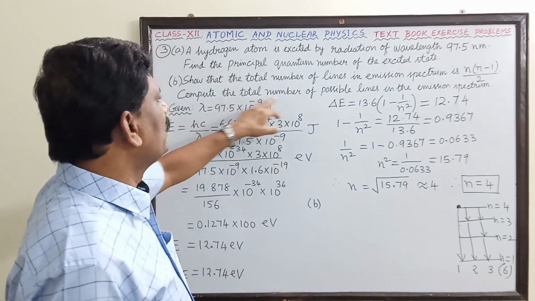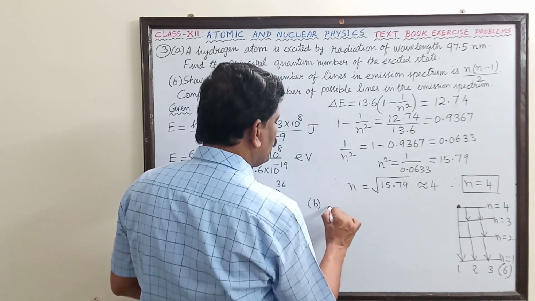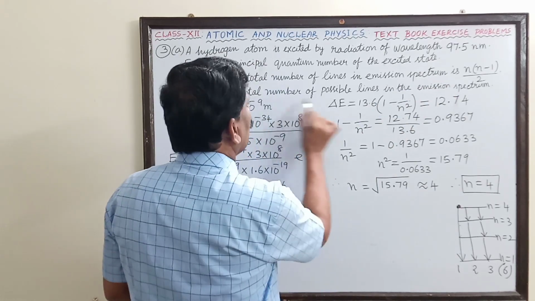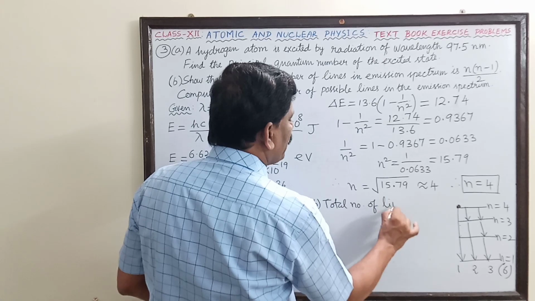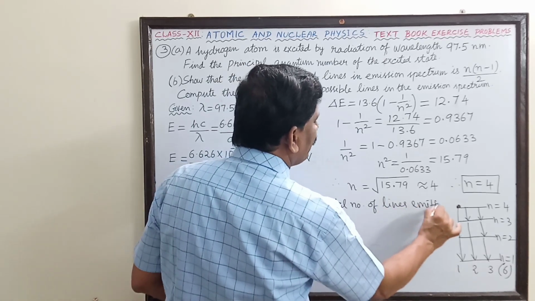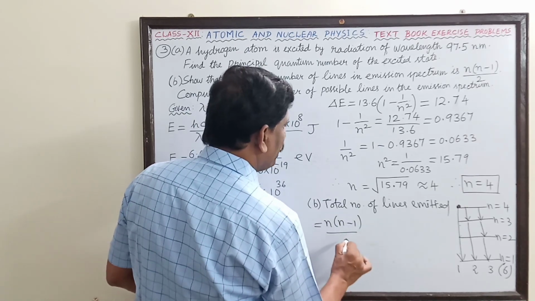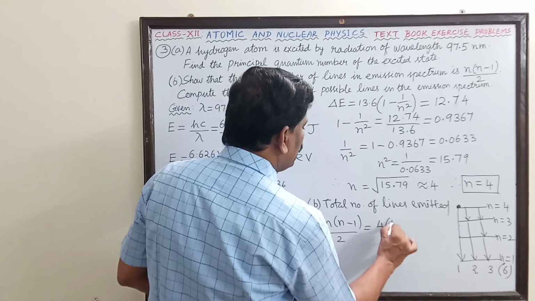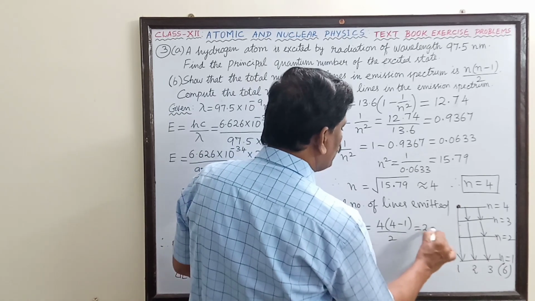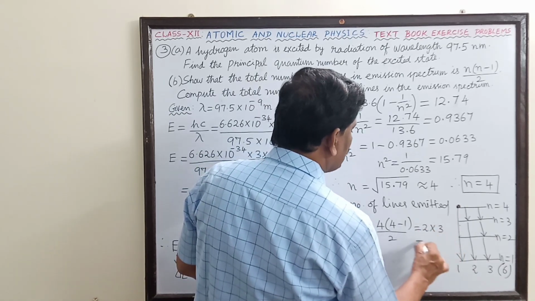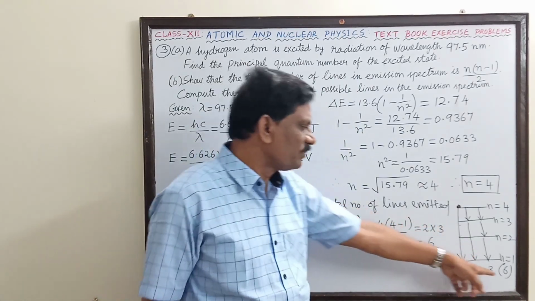So here compute the total number of possible lines using the above formula. So when n is equal to 4, the total number of transitions, okay? Total number of lines emitted is equal to n into n minus 1 divided by 2. So this is 4 into 4 minus 1 divided by 2. So 4 by 2 is 2. 4 minus 1 is 3. So this is equal to 6. Also from the energy level diagram, we have proved that there are 6 possible transitions.